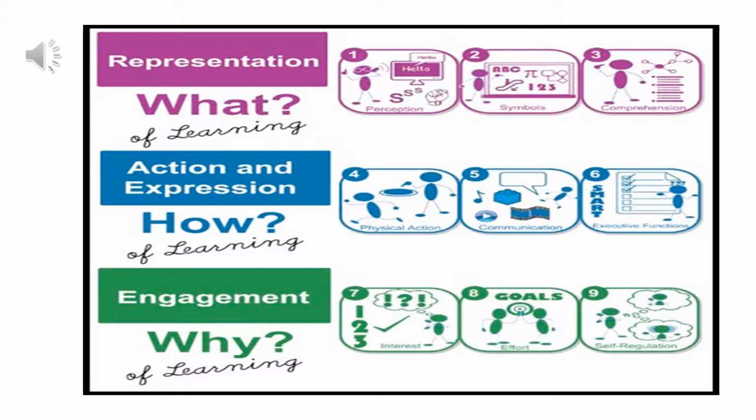If you are a more visual learner, this chart can help. Look at the representation section. You'll see elements such as perception, symbols, and comprehension in this first phase of UDL. The second phase is the expression phase, which is the how of learning. You'll see things such as physical action, communications, and executive functions. This phase can also include scaffolding.